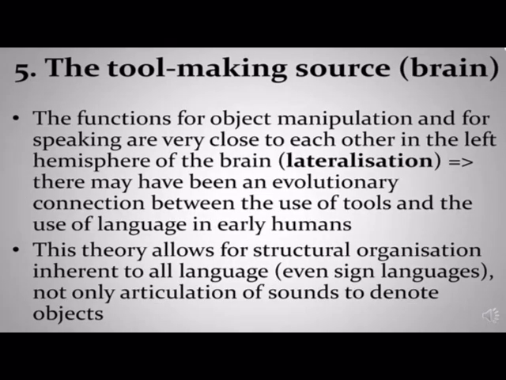So now we will discuss the human brain, which is a subheading of the tool making source. Our first point is that the functions for object manipulation and for speaking are very close to each other in the left hemisphere of the brain. Lateralization. There may have been an evolutionary connection between the use of tools and the use of language in early humans.